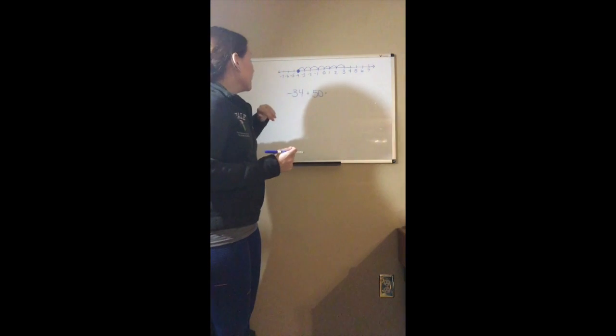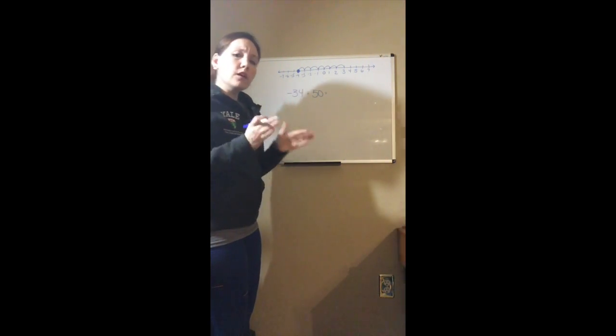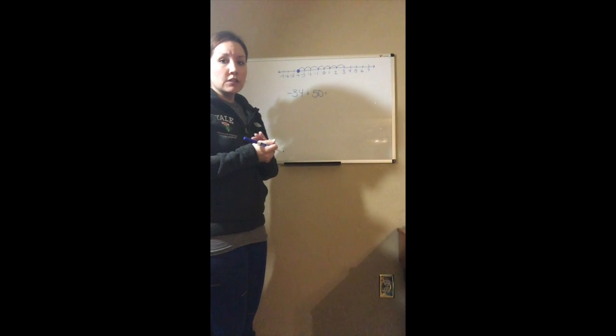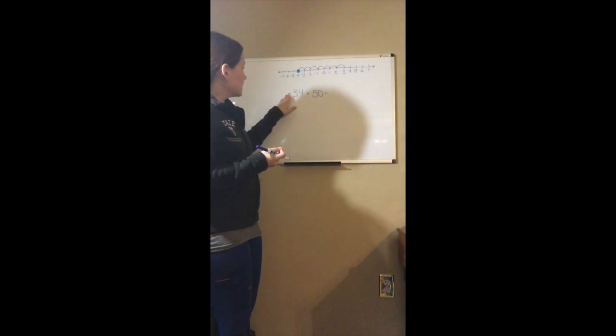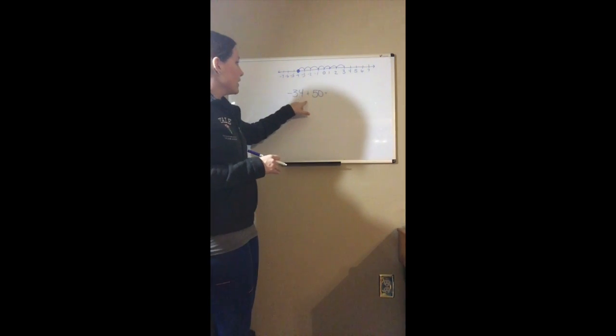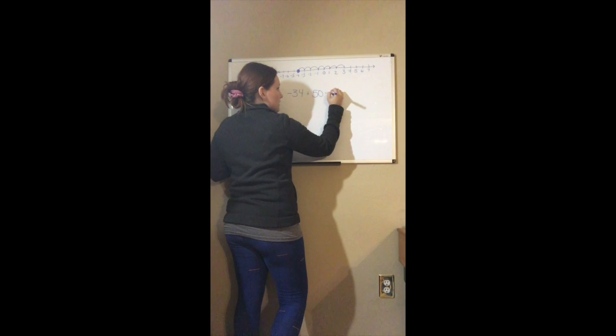All right, so we have another one right here. We have negative 34 plus 50. Another way of thinking about positive and negative numbers is we know our answer is going to have the symbol of the bigger number. In this case, we know that 50 is bigger than 34, and it's positive 50, so we know our answer is going to be positive.